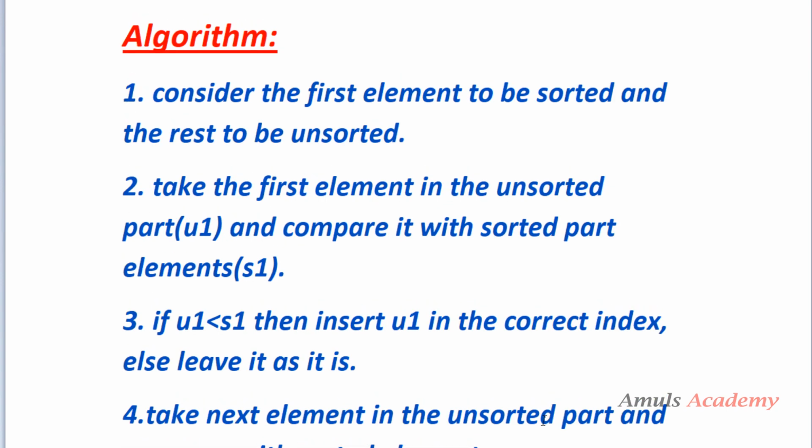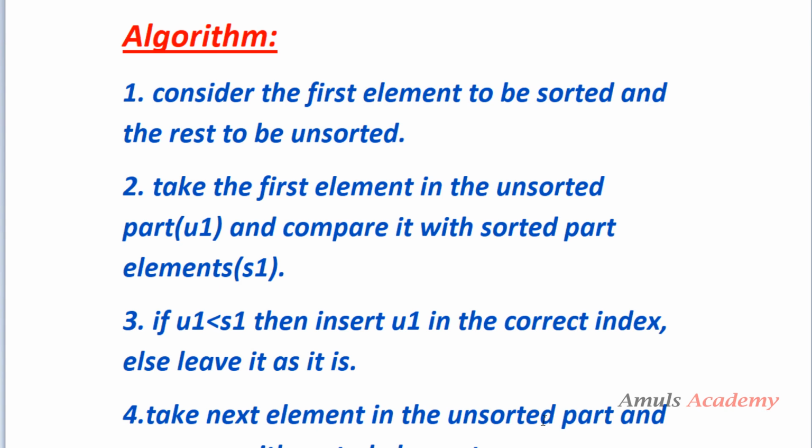So this is the algorithm. The first step is to consider the first element as sorted and the rest as unsorted. When a list is given, we'll take the first element as the sorted part and all the rest as the unsorted part. The next step is to take the first element in the unsorted part, called U1, and compare it with the sorted part elements.